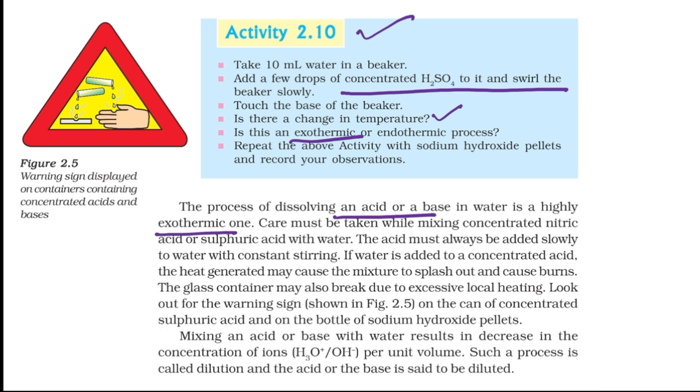What do you mean by exothermic? Exothermic means during this reaction, heat is given out to the surroundings. Whenever acid is dissolved in water, heat is given out to the surroundings. Heat is evolved. So such reactions are known as exothermic reactions.